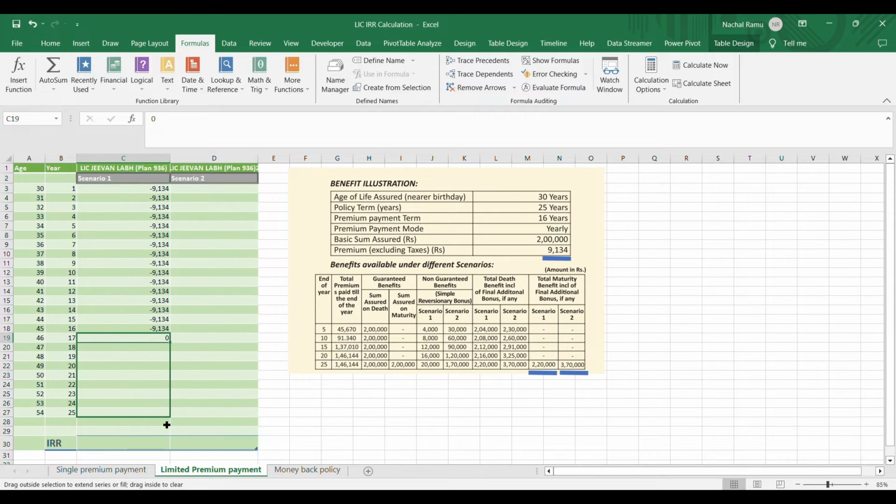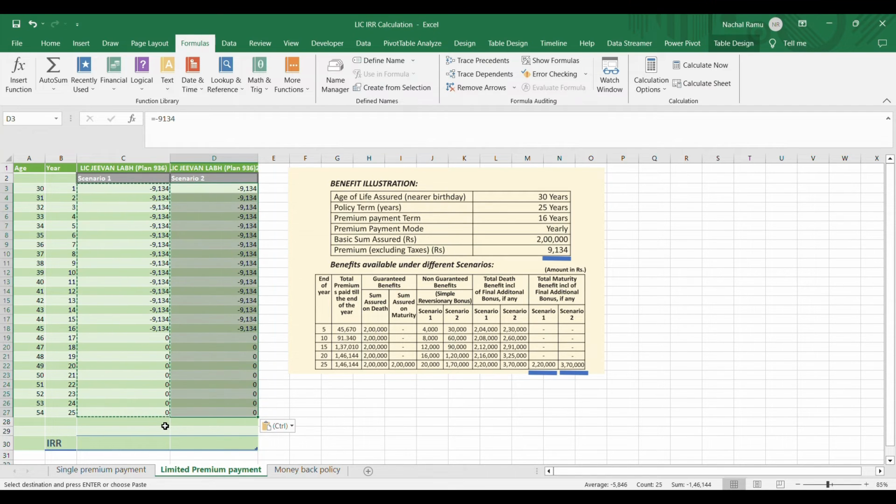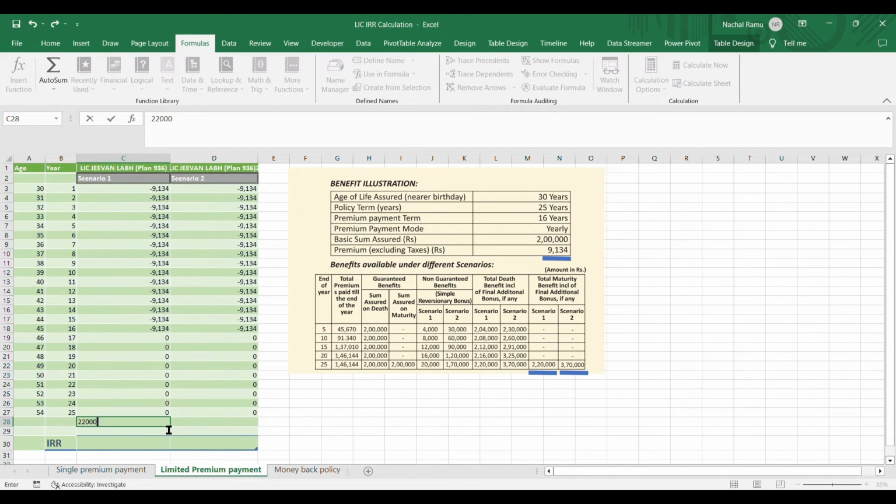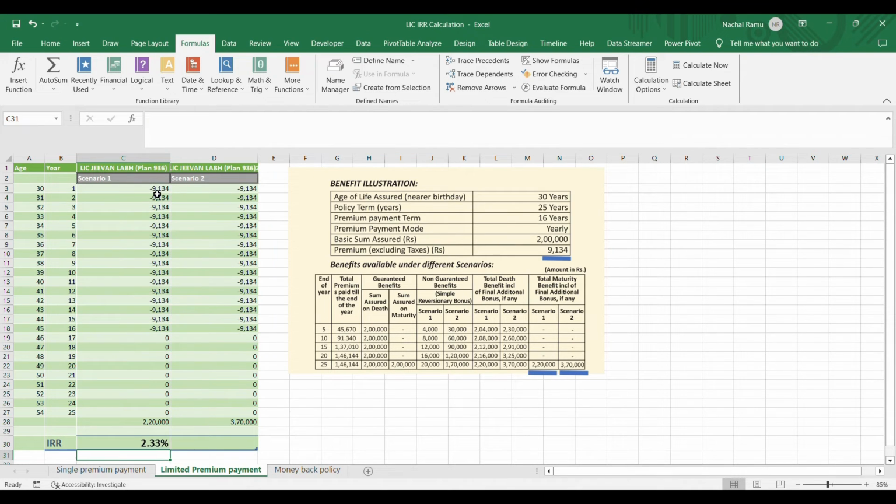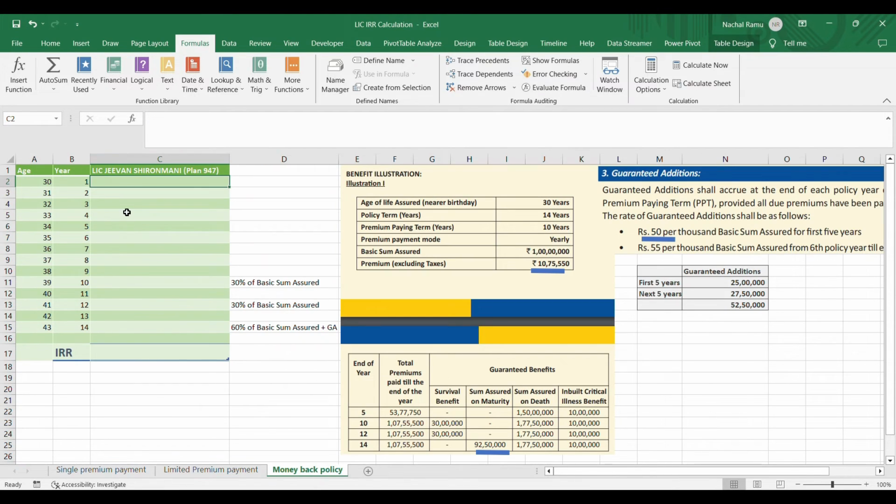Enter 0 after the premium paying term. The same applies for scenario 2. Finally, you receive 2,20,000 under scenario 1 and 3,70,000 under scenario 2. Fill in that amount. Now let us calculate IRR. Type is equal to IRR, open bracket, select the cash flow and close bracket and enter. The IRR under scenario 1 is 2.33% and under scenario 2 is 5.28%.